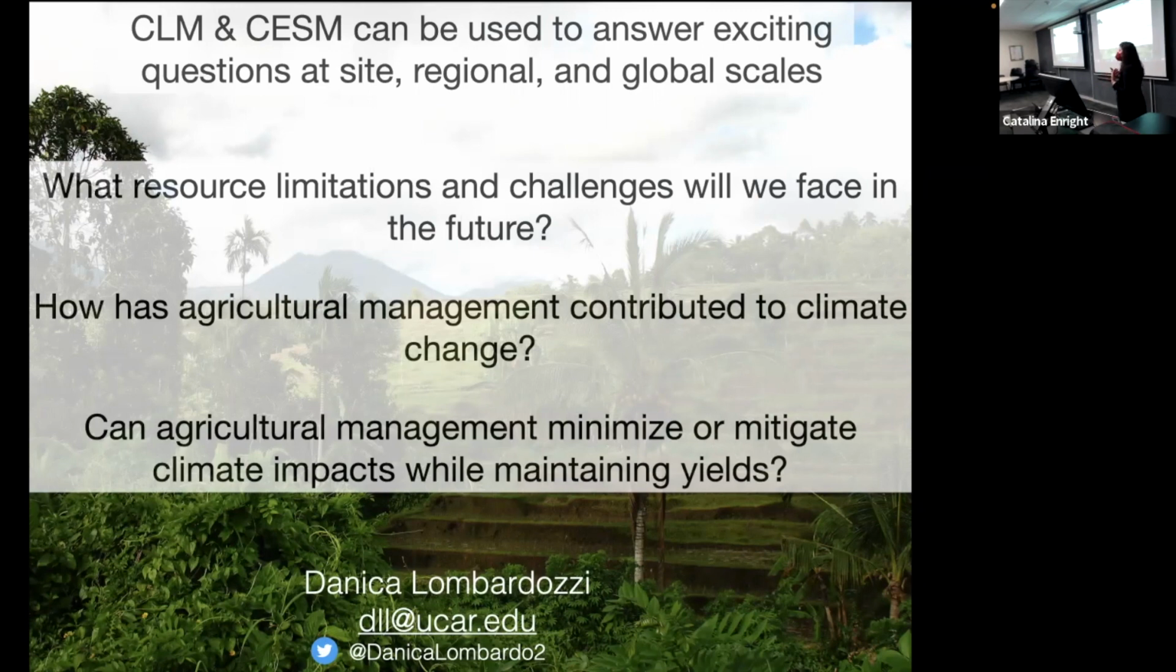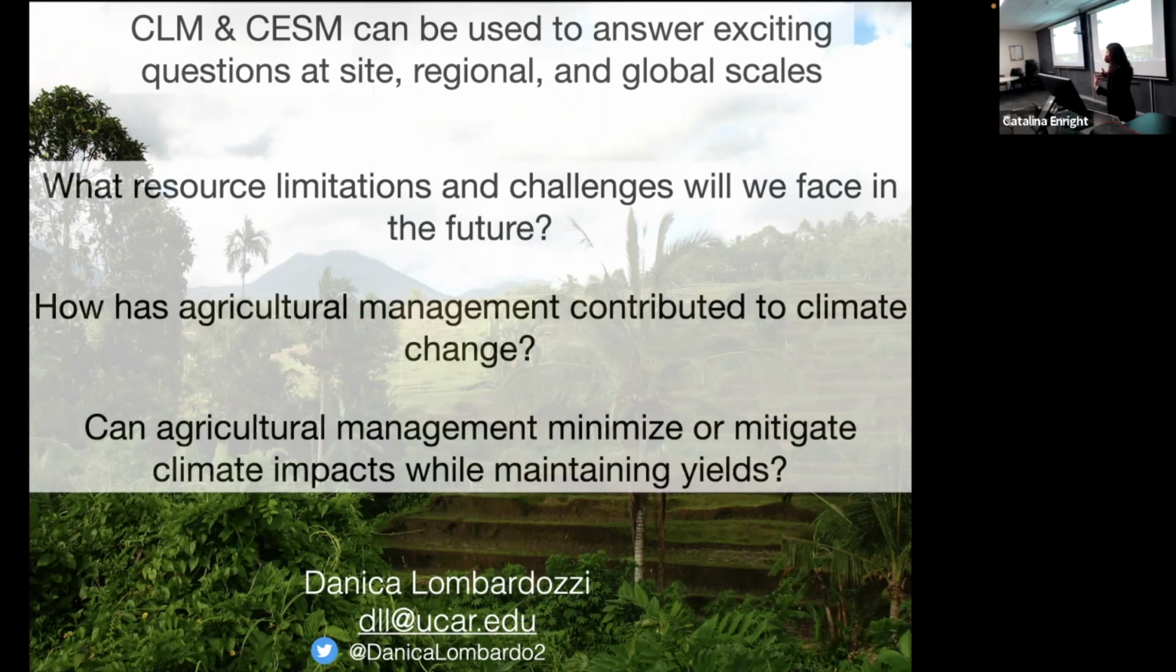So I just want to end by really highlighting that models like the Community Land Model and the Community Earth System Model can be used to answer exciting questions at site, regional, and also global scales. And thinking about things like what resource limitations and challenges will we face in the future? How can management contribute to climate change? And how can management be used to mitigate or minimize the climate impacts while maintaining yields? So you can use a model like CESM and CLM to address these questions.